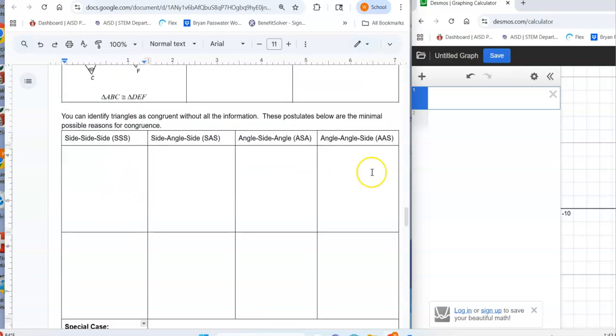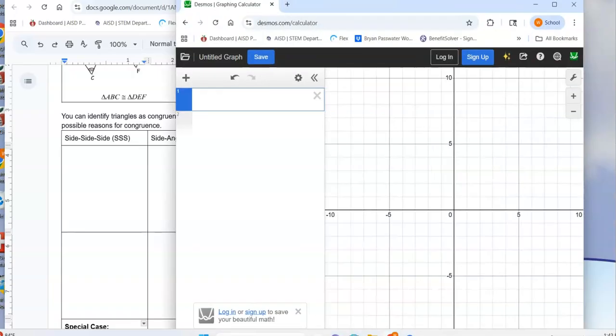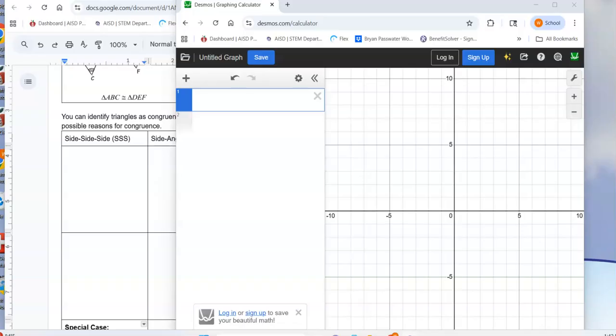These theorems are really the minimum of what you need to do it. Probably the best way I can explain this is, all right, here's how I recommend doing this.